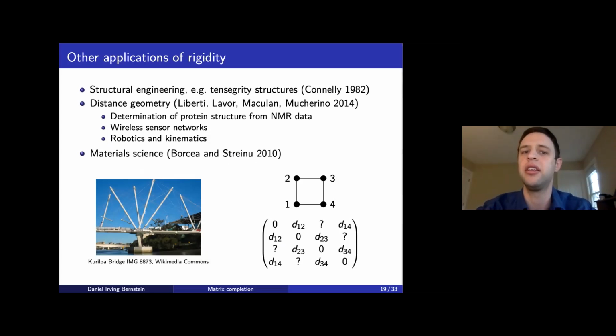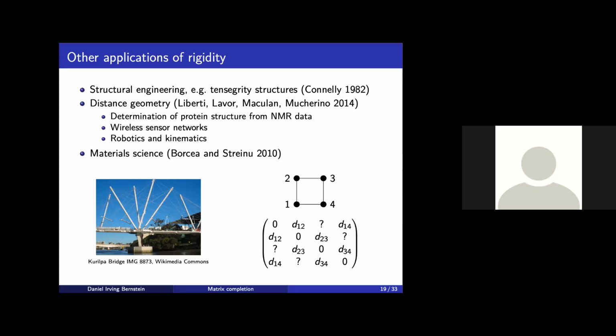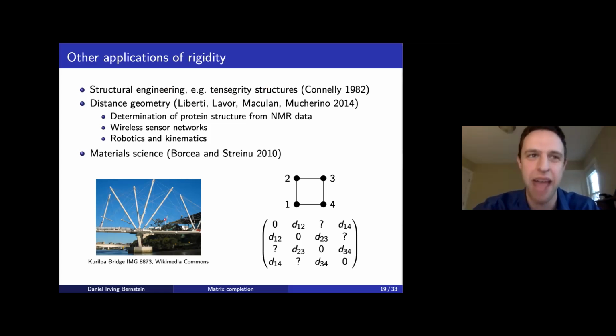And as you might expect, rigidity theory has many applications beyond computing maximum likelihood thresholds. Maybe the most unsurprising one is in structural engineering. One cool example of this is so-called tensegrity structures. These are structures that are physically sound, they don't fall apart, but they're held together just by cables and bars in ways that look like things are floating.